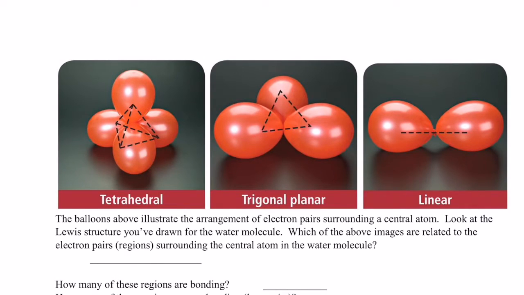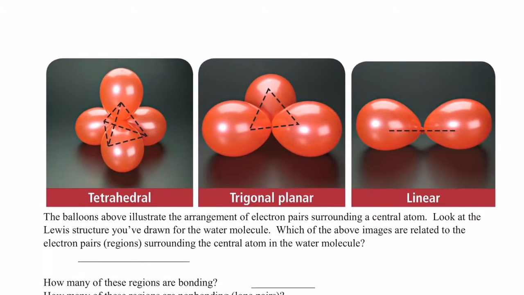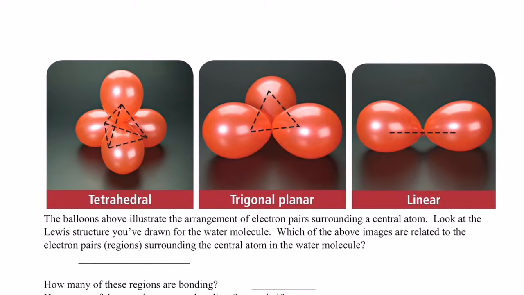Alright, we're back, and we're going to continue to talk about shape, bond angle, and polarity, as well as drawing lots and lots of Lewis structures. Hope you're excited about that. I thought we'd start with this picture here of balloons representing pairs of electrons.